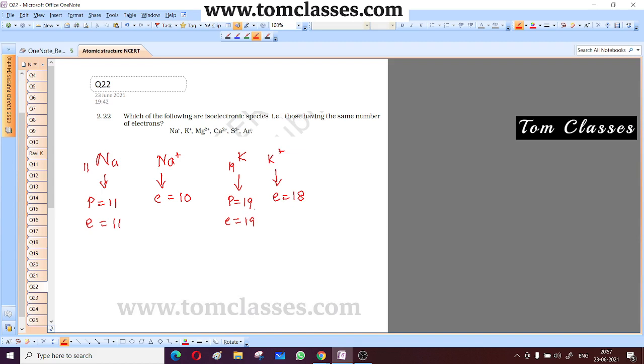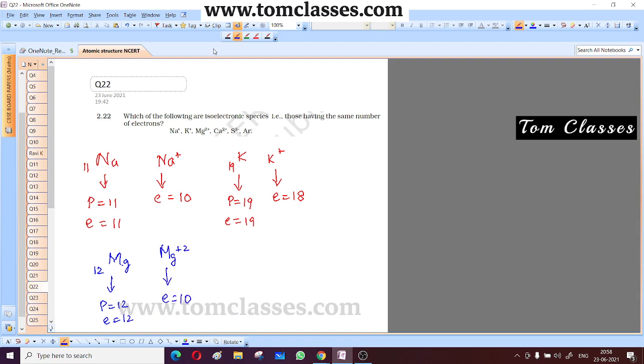So K plus will have the electrons as 18, right? Okay, now magnesium. Magnesium atomic number is 12. So here it will have number of protons as 12 and electrons as 12. Now Mg plus 2, it will have number of electrons as 10, right?